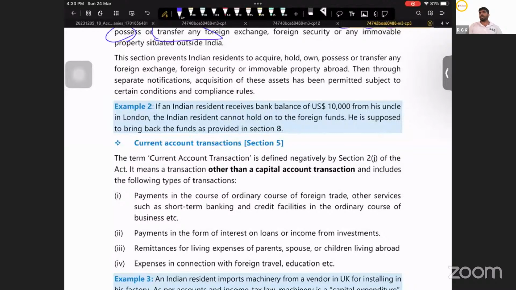It will be called as current account transactions. So the current account transaction definition is simple. What does it say? A current account transaction means a transaction other than a capital account transaction. Those transactions which are not capital account transactions will be categorized as current account transactions. After giving this general definition, four specific things are included in the definition of current account transactions.